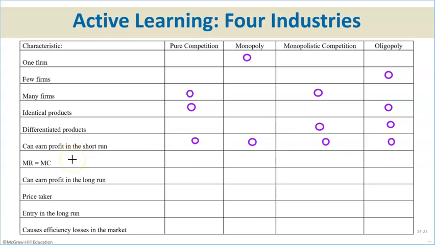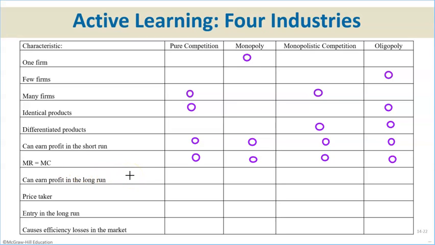Marginal revenue equals marginal cost. This is also true in every type of firm. So this is the profit maximizing rule in pure competition, monopoly, and monopolistic competition. In oligopoly, it gets a little bit more complicated because we looked at the 3 different models. So that's not necessarily true in all 3 models, but at least in the first one that we looked at, in the kinked demand curve, they're finding where marginal revenue equals marginal cost.